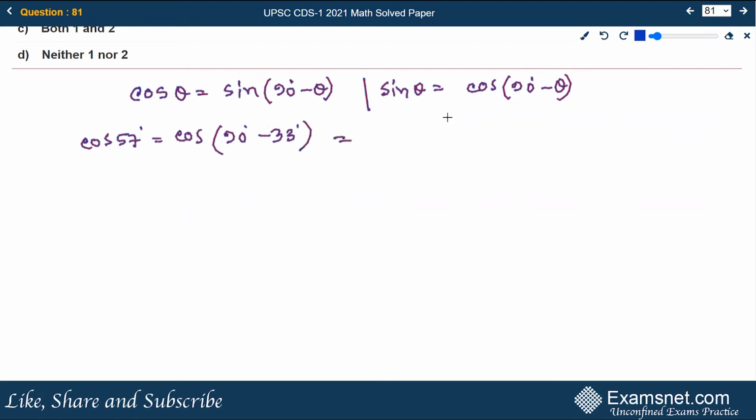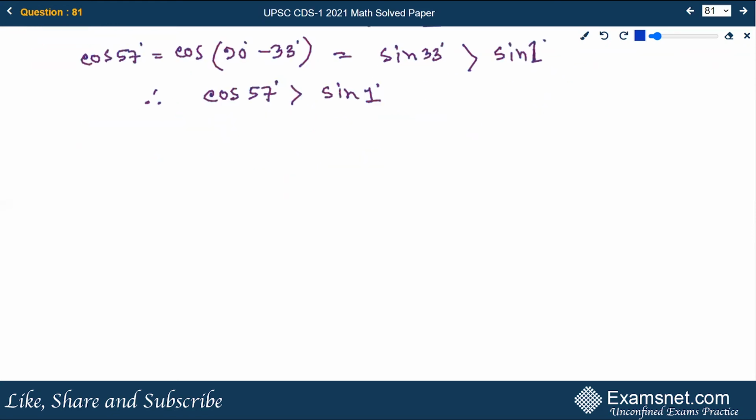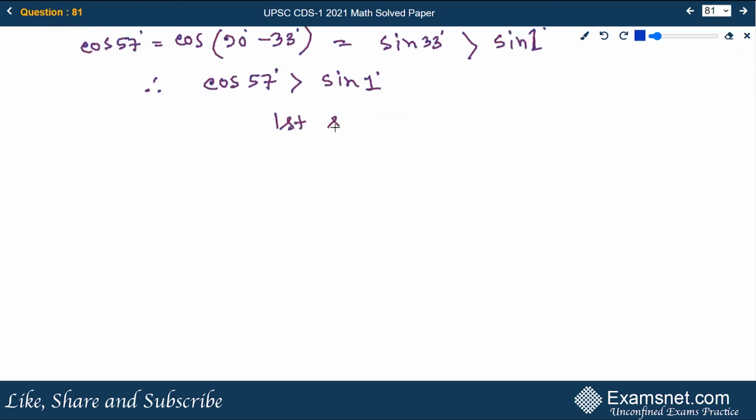Here cos 57 can be written as cos (90 minus 33 degree), and cos (90 degree minus theta) gives sine theta. Here theta is 33 degree, so that means sine 33 degree. So cos 57 degree equals sine 33 degree. Obviously, that is greater than sine 1 degree. So therefore, cos 57 degree is greater than sine 1 degree. So the first statement is true.